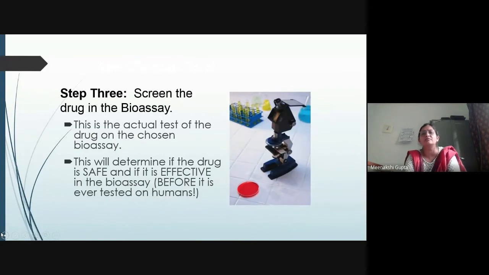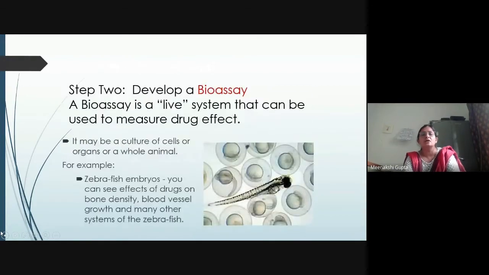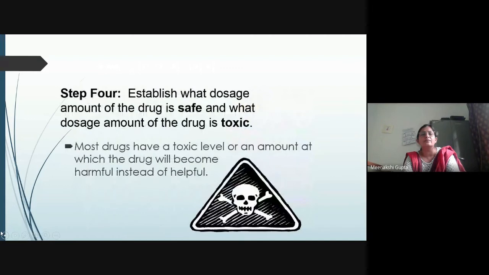Screening of the drug in bioassay. So this is the actual test of the drug on the chosen bioassay. It will determine if the drug is safe and if it is effective in the bioassay before it is tested on human beings. So basically, for example, we do different types of microbiological assays. We do microbiological testing, whether the drug is effective on the microorganism. We do different types of study.